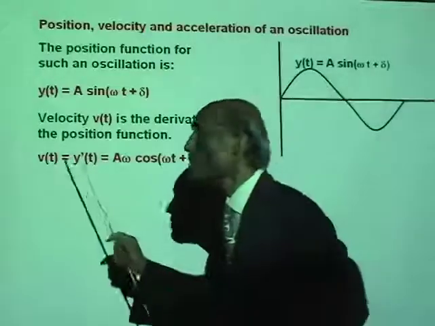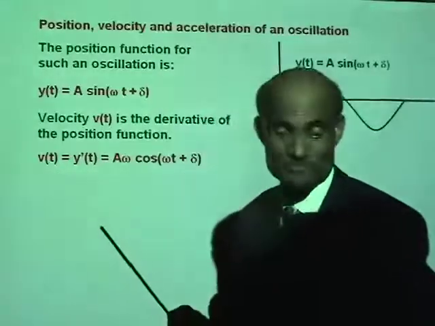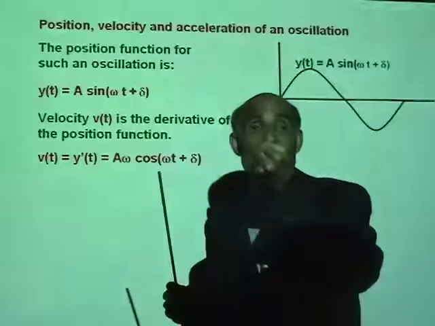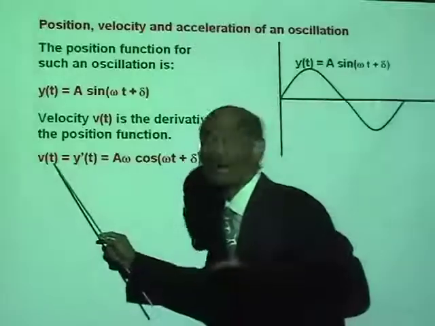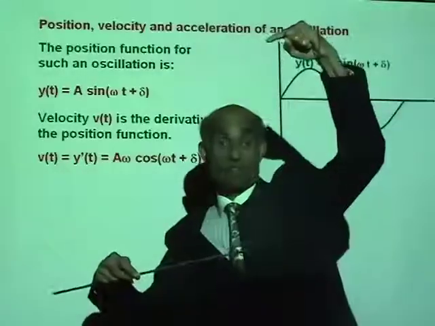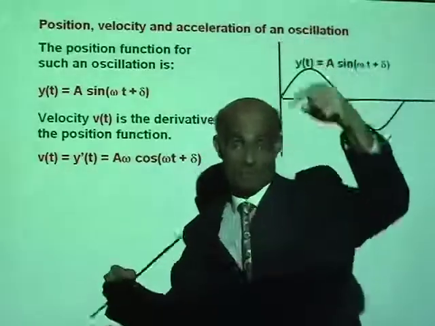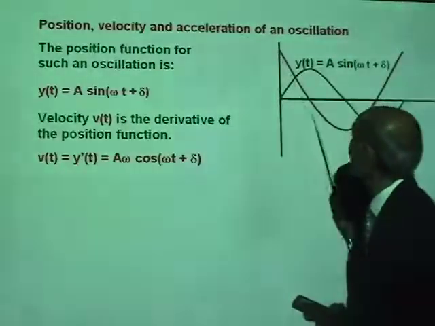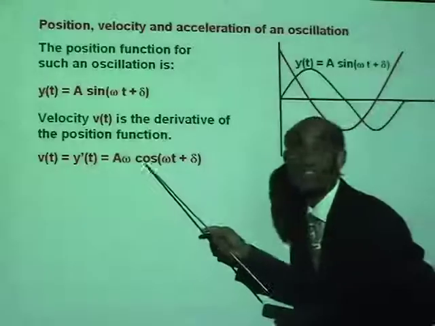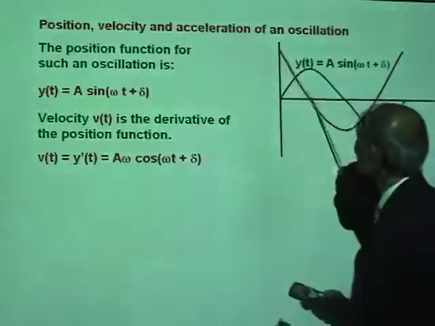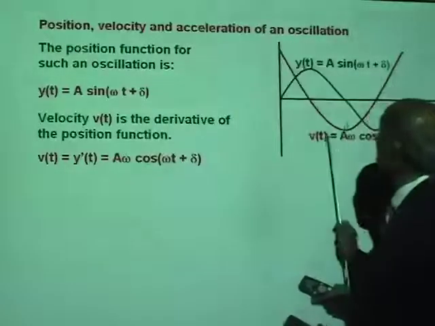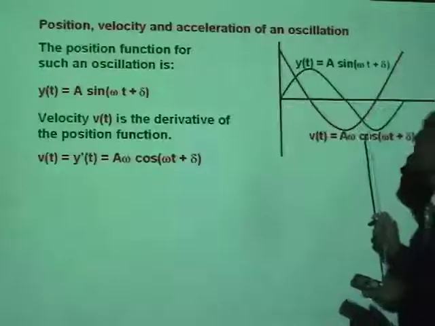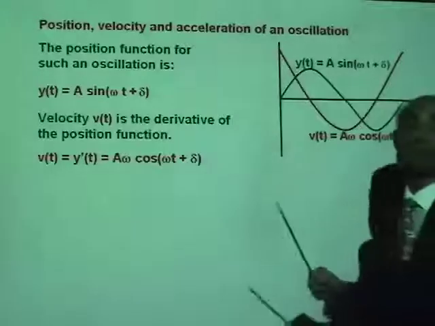Tell me, where is the velocity maximum? The velocity is maximum at the equilibrium position, and velocity is zero at the two extremes. Is that right? Yes. Alright, so if I now draw the graph of the velocity, velocity is a cosine function. Look at the cosine graph. This is the velocity function, v of t equal to a omega cos omega t plus delta.